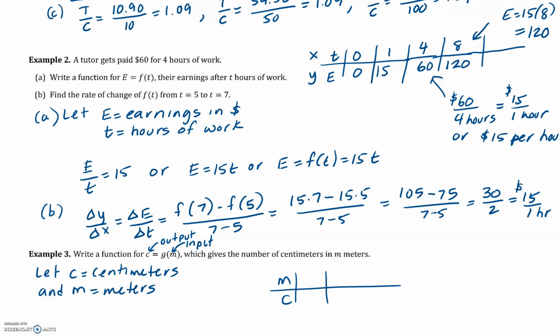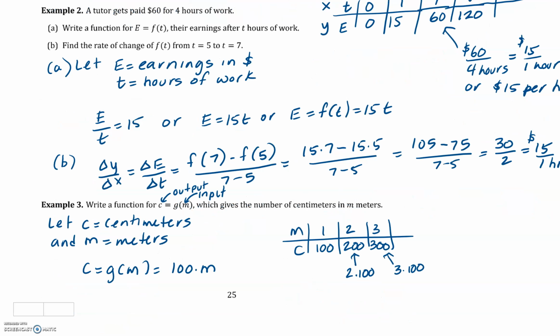So if I said I had 1 meter, that would be 100 centimeters. 2 meters would be 200 centimeters. 3 meters would be 300 centimeters, and so forth. So again, how I'm getting this is 2 times 100, 3 times 100. So write a function. So C equals g of m is equal to 100 times the number of meters. That's the way we did it in part A, or example 1.